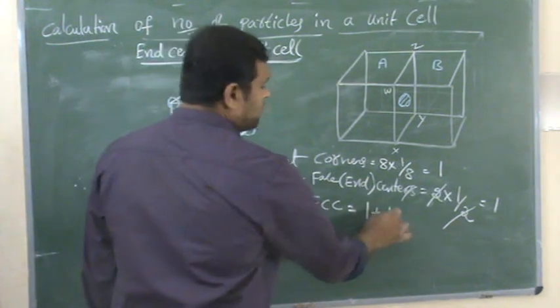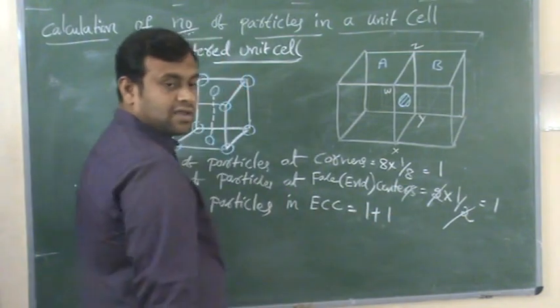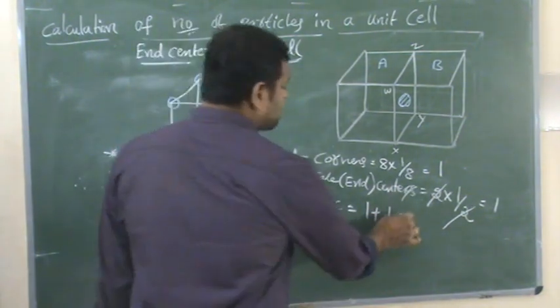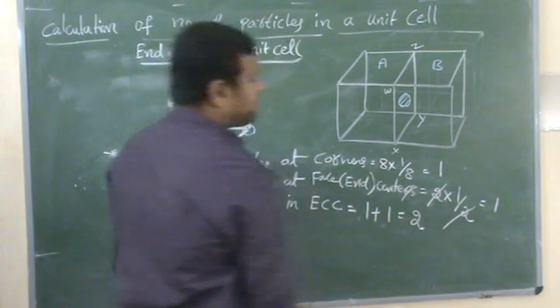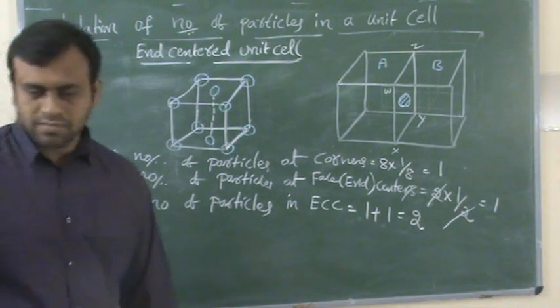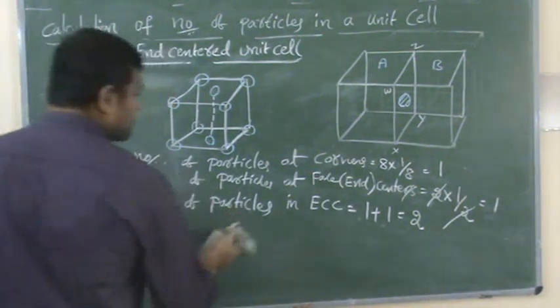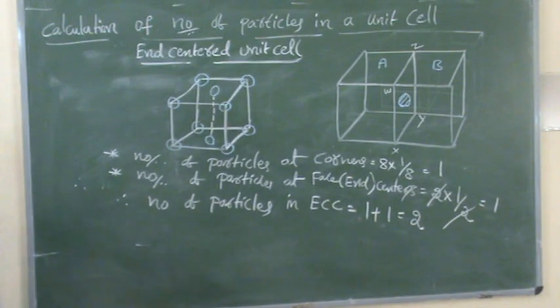1 plus 1. Why I took 1 plus 1? 1 at corners and 1 at end centers. That is equal to totally 2 particles. How many particles are present at end centers? 2 particles are present at the end centers. Understood, right? Yes. Note it.